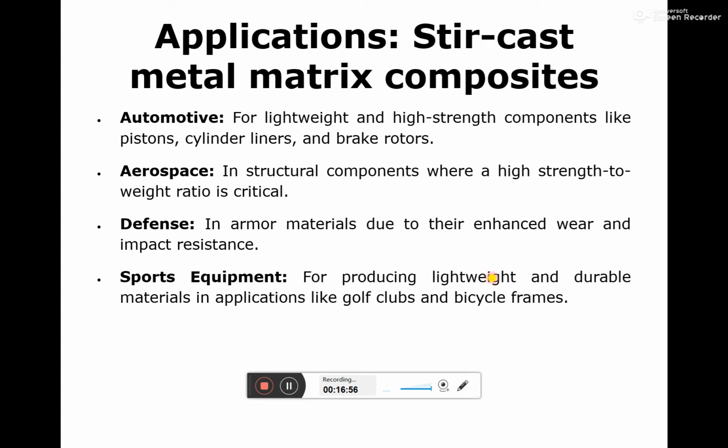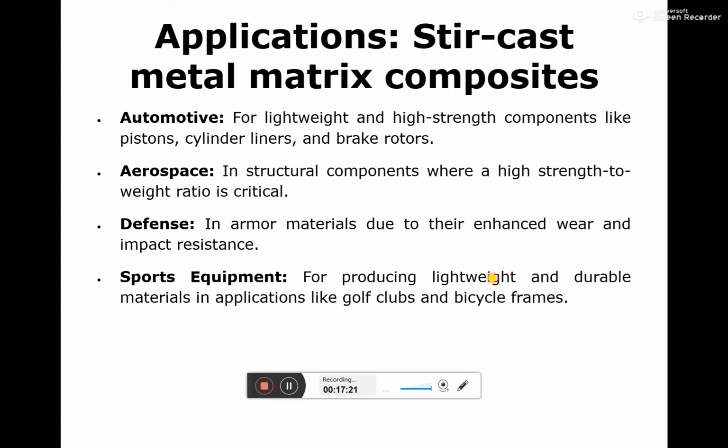And aerospace, like structural components where a high strength to weight ratio is required, such components also you can produce by using the stir casting process. And also products related to defense, like armor materials, can also be produced by using the stir casting process.